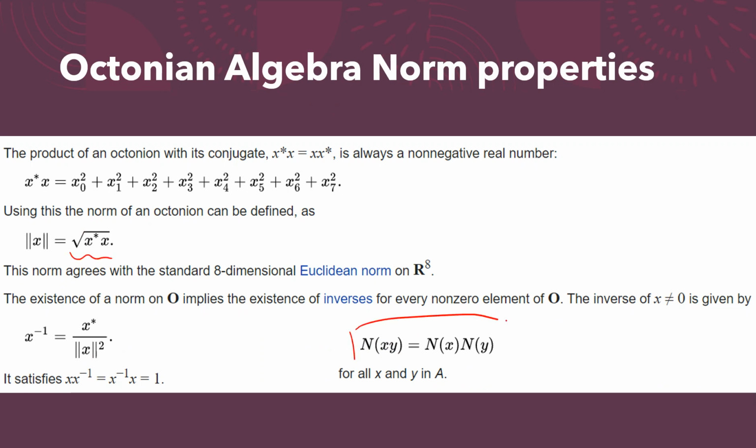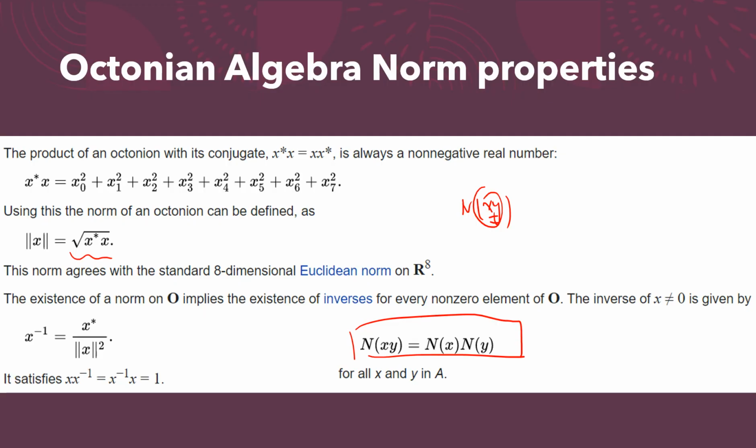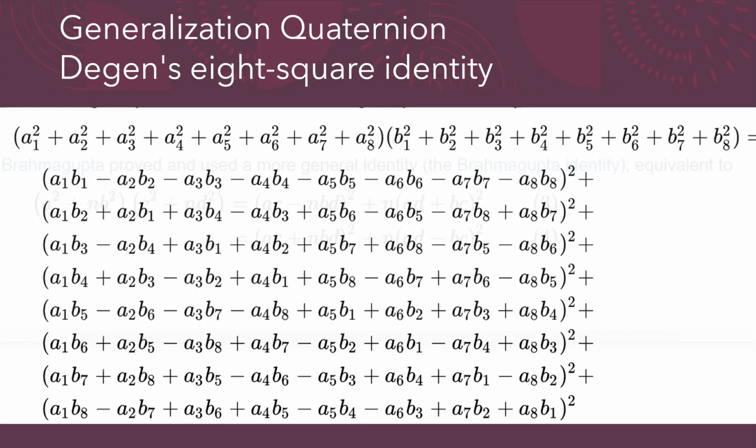And then we have this property: N(xy) equals N(x) times N(y). So basically, you just compute the xy products, square each term, and check them. The key idea is the same as with the quaternions, just with octonions. Then you can prove this eight-square identity.